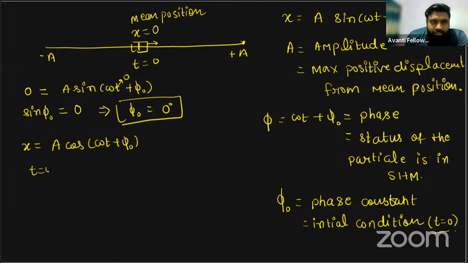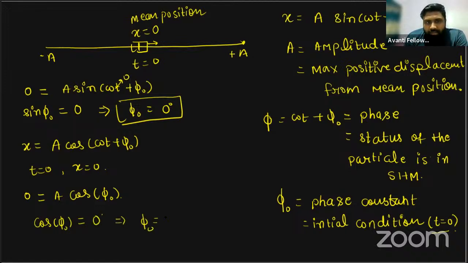At t equals 0, let's say the particle starts its motion from the mean position. So put x equals 0. So a cos omega t will become 0, where omega t becomes 0 plus phi naught only. Now cos phi naught equals 0, so phi naught will be pi by 2, which means the initial phase of the particle is pi by 2. Got it?